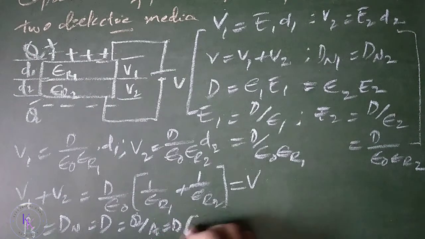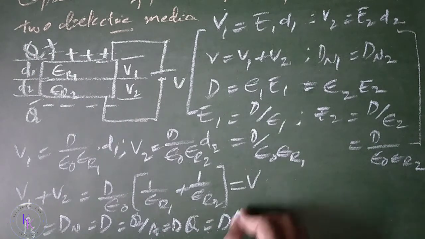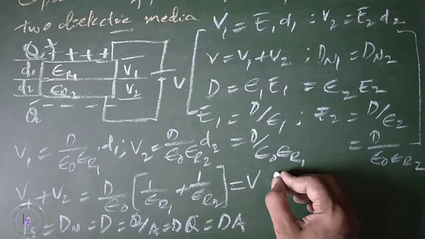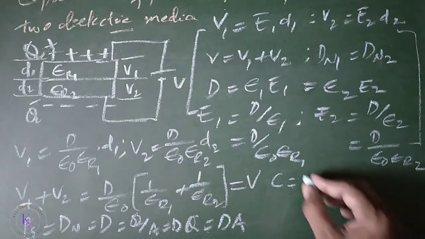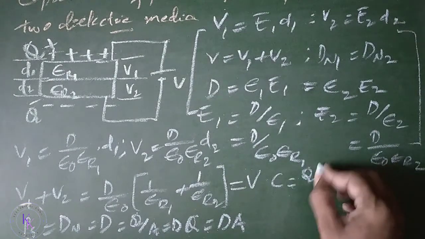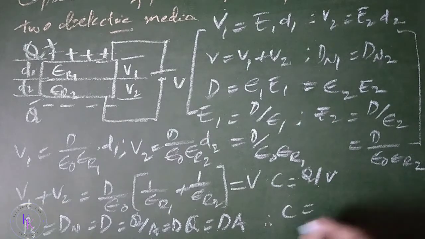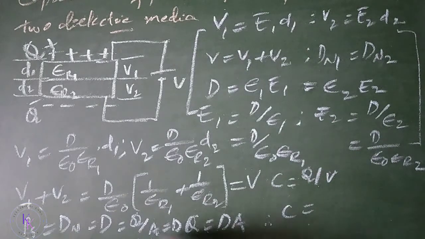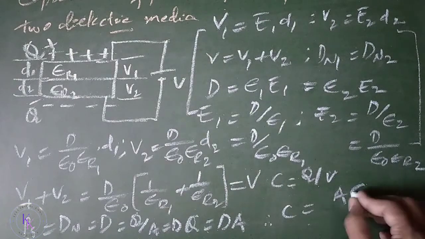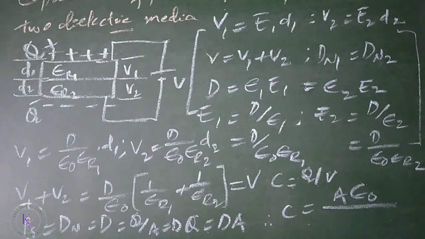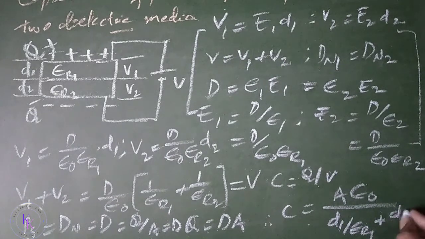from which Q equals D A. From the definition, capacitance is given by Q by voltage, D A divided by V. Substituting, it is equal to A epsilon naught divided by D1 by epsilon R1 plus D2 by epsilon R2 farads.